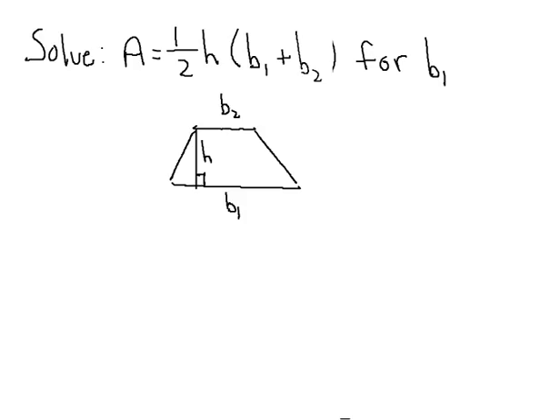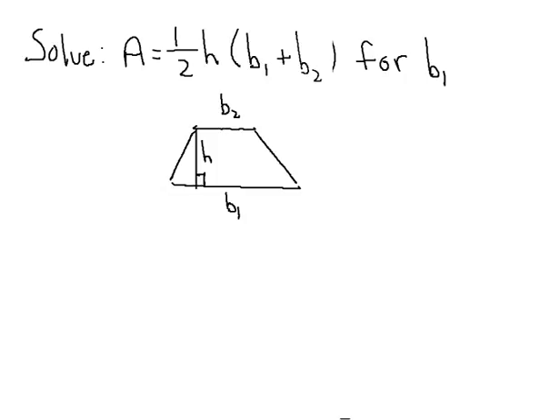The next formula we're going to tackle is the formula A equals 1/2 h times the quantity b sub 1 plus b sub 2. And we'd like to solve this formula for b sub 1. Now some of you may recognize this as being the formula for the area of a trapezoid.